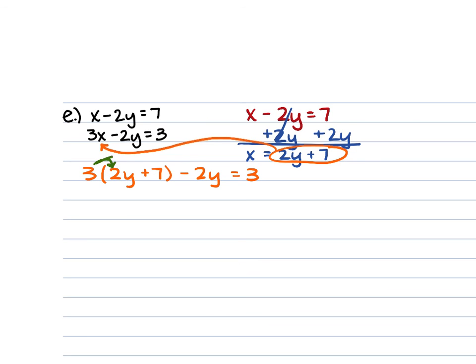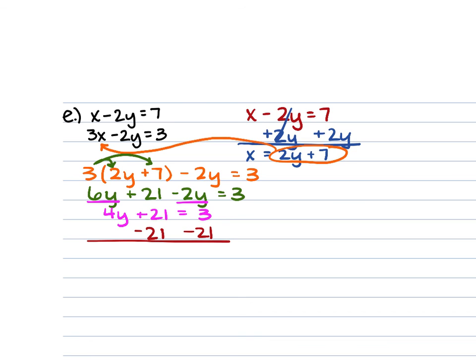From here, we can distribute that 3 into the set of parentheses to give us 6y plus 21 minus 2y is equal to 3. I'm going to combine my like terms here to give us 4y plus 21 is equal to 3. And then subtract the 21 from each side. So 4y is equal to 3 minus 21, which is negative 18. From here, we can divide each side by that 4. And we're just going to simplify that fraction to be negative 9 over 2.